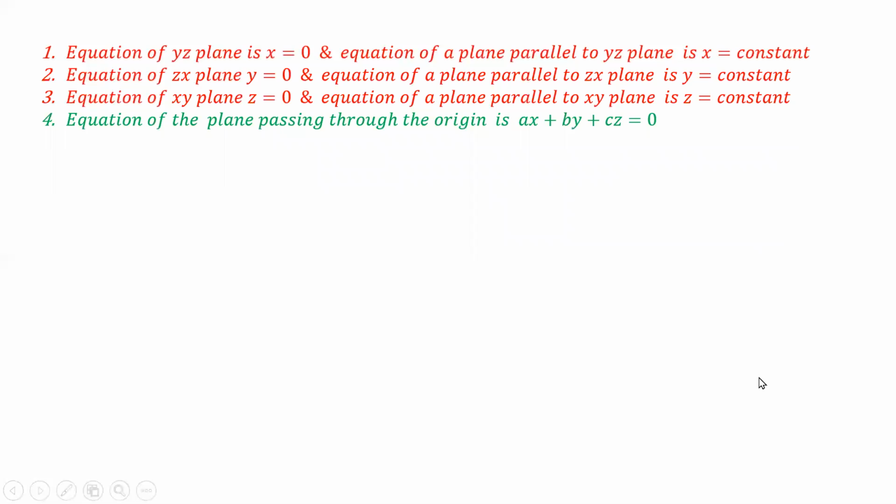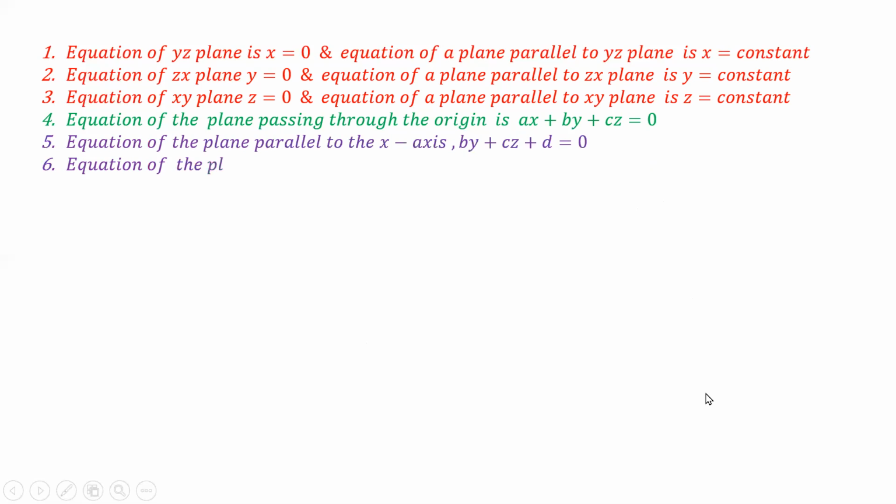Now when we talk about the equation of a plane passing through a point, the concept will become clearer. So the equation of the plane parallel to the x-axis is by plus cz plus d equals 0. That is, the coefficient of x in the general equation of the plane is 0. The equation of the plane parallel to the y-axis is ax plus cz plus d equals 0.